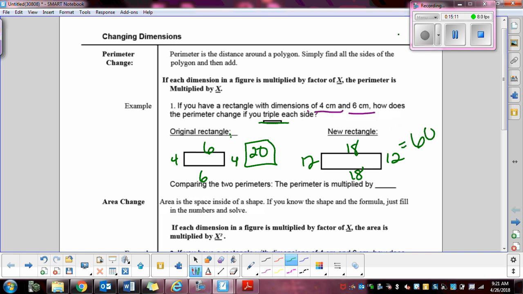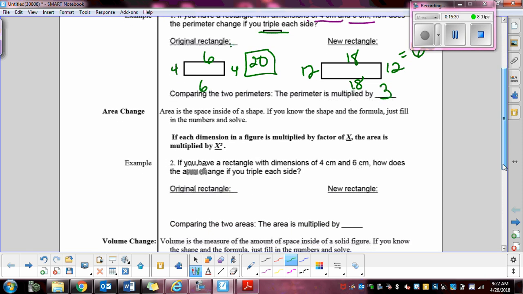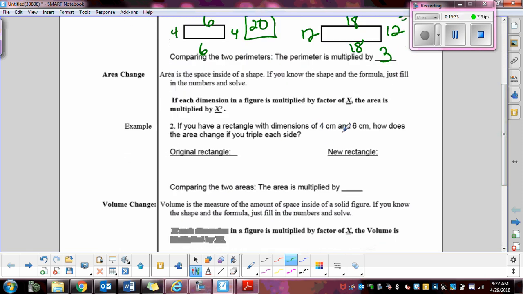How did that change? What do we multiply it by? 20 times what is 60? Comparing the two perimeters, the perimeter is multiplied by 3. The area change. Area is the space inside of the shape. So we're going to talk about the second dimension. If you have a rectangle with dimensions of 4 and 6, how does the area change if you triple each side?